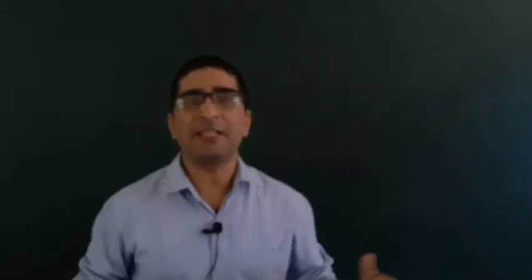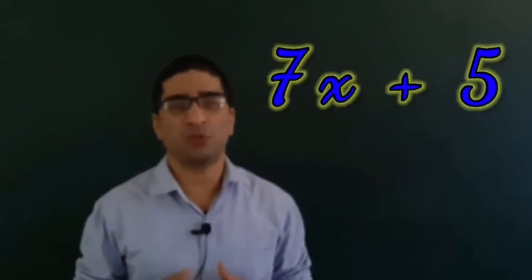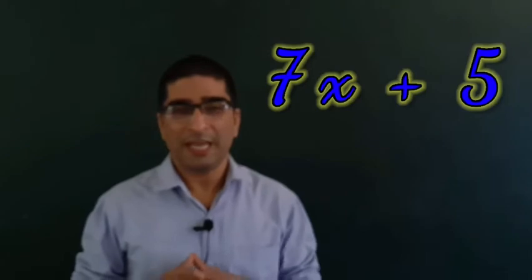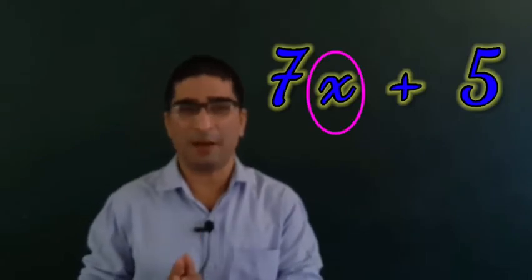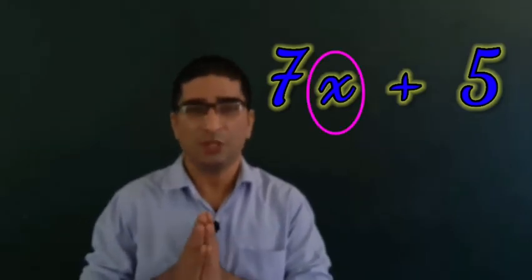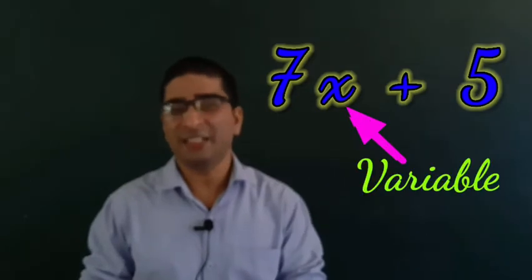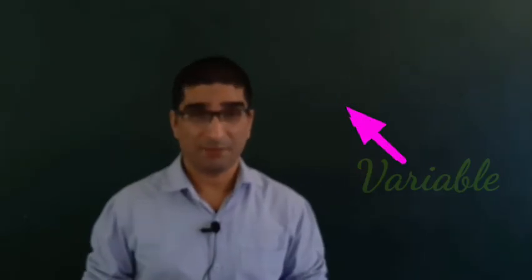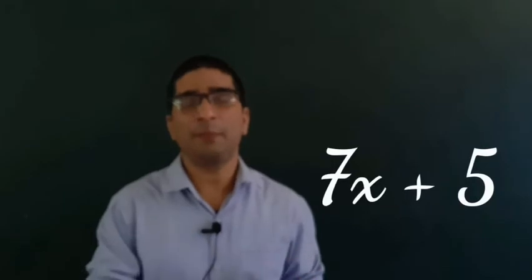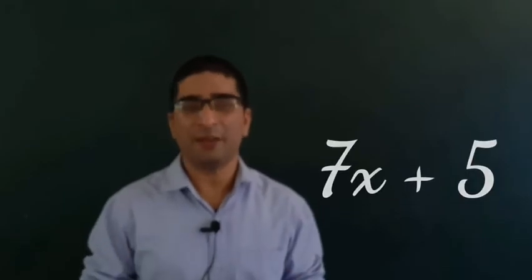We keep the same example to understand the variable, coefficients and constant. In the 7x plus 5, x is the symbol about which we don't know. So, x is the variable here. Understood what is variable? Variable is a symbol that can have different values. In the 7x plus 5, x is the variable.